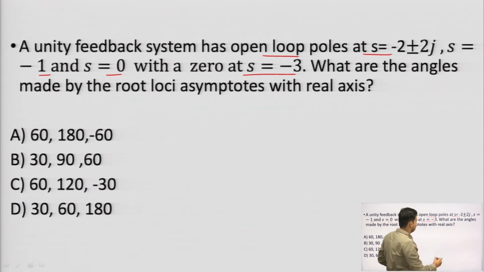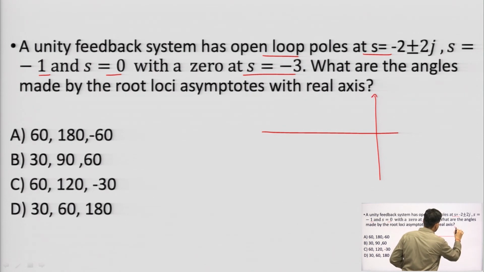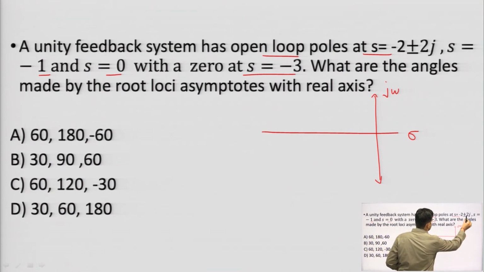So, first we would like to plot these poles and zero on the s plane, then we can calculate this. So, here I will plot the real value on the x axis, and imaginary on the imaginary axis. So, here one pole is at minus 2 plus 2j. So, suppose this is minus 2 and this is the location of plus 2j. Suppose the plus 2j is here and this point is here.